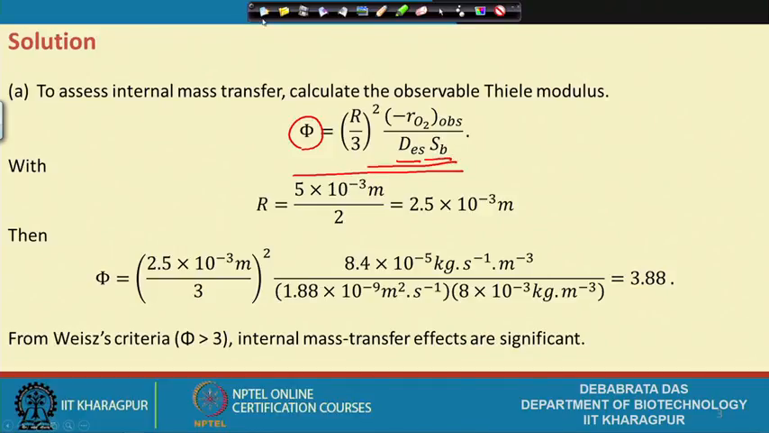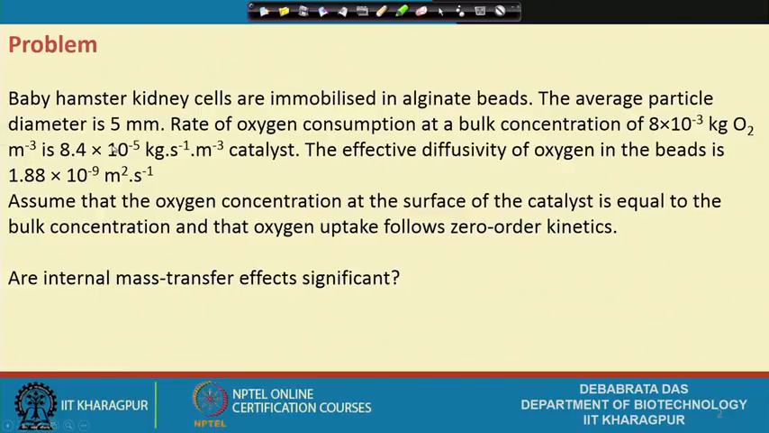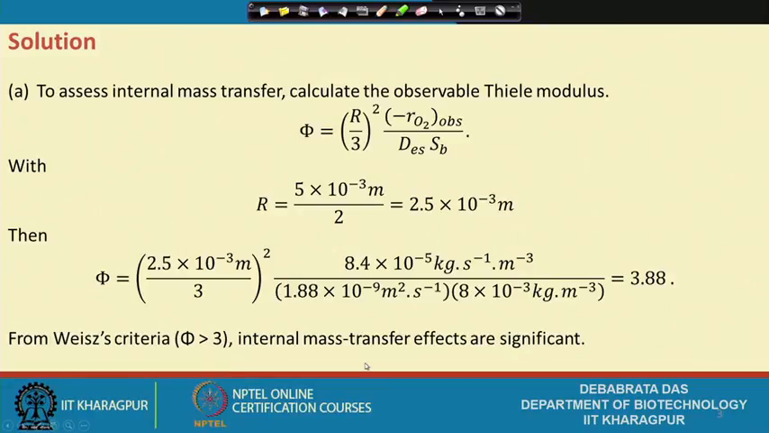Now, in this problem, what is R? The question is, what is R? R is the average particle diameter, about 5 millimeter. Am I right? If it is 5 millimeter, how can you write it? You can write it as 5 into 10 to the power minus 3 meters. What is a meter? 1 meter is equal to 100 centimeter, and 1000 millimeter. Am I right? So, that is why it is 10 to the power minus 3.